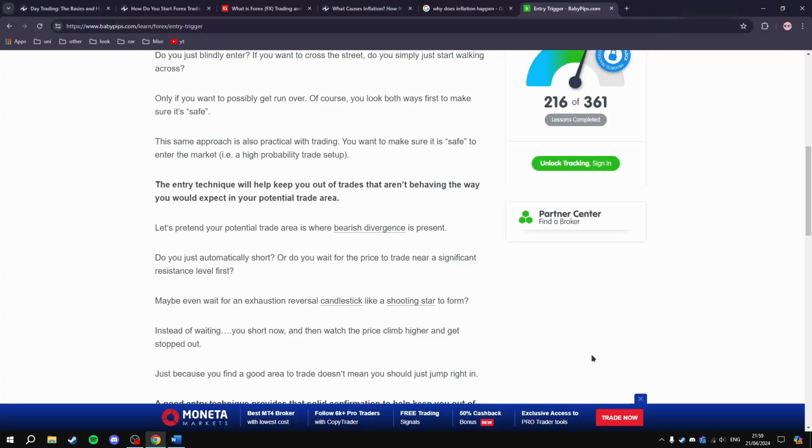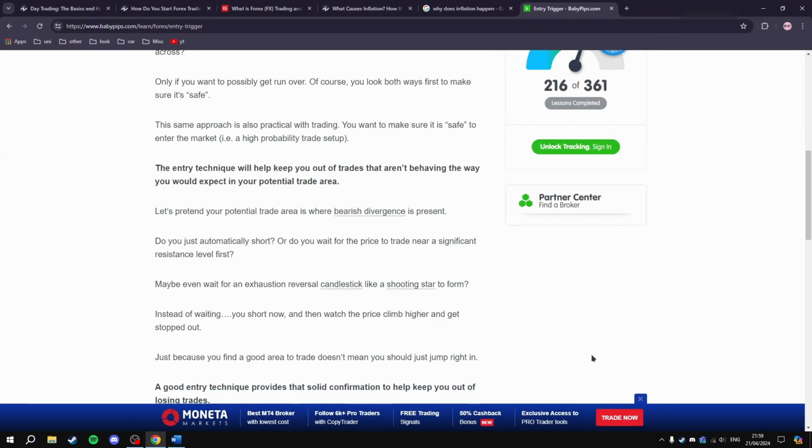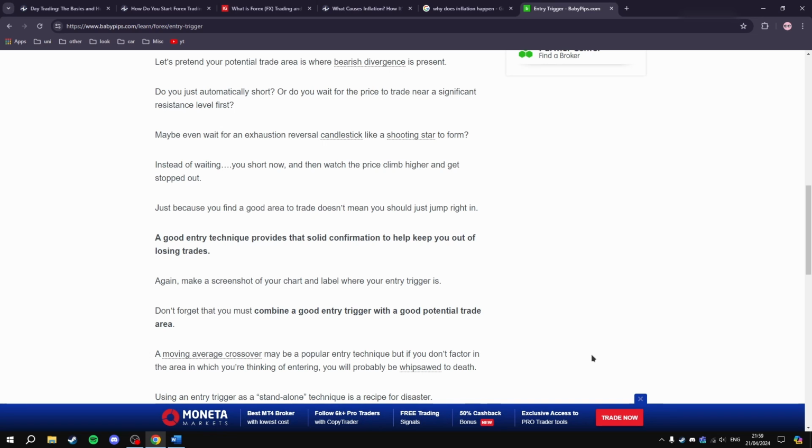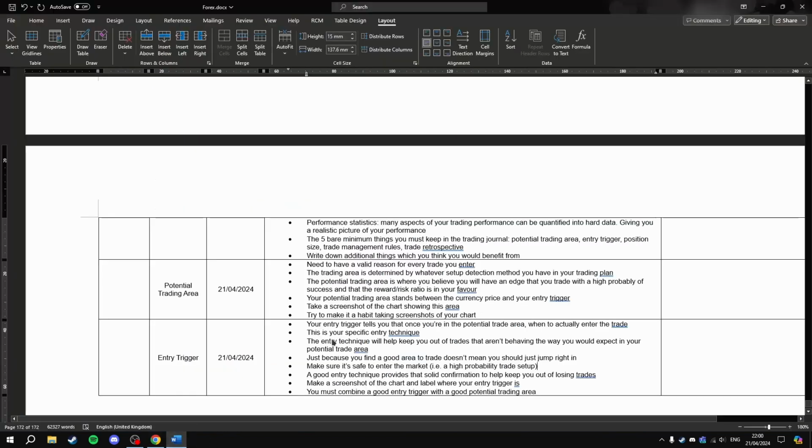Let's pretend your potential trade area is where bearish divergence is present. So, entry trigger, a good entry technique, so how you would enter the trade. Is there a correct answer for how you would enter a trade? So for example, in this situation, as they said, bearish divergence.